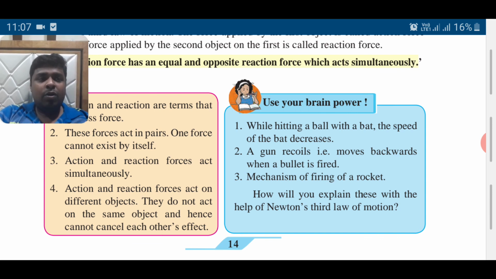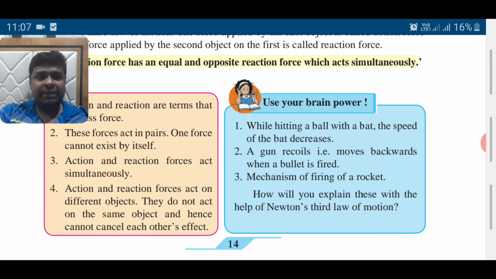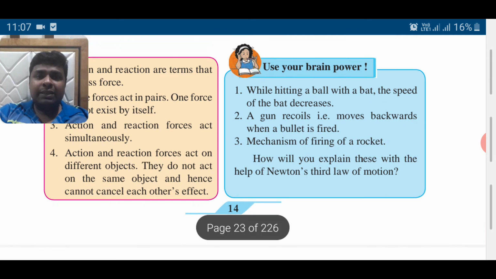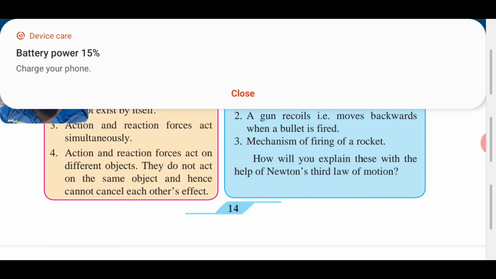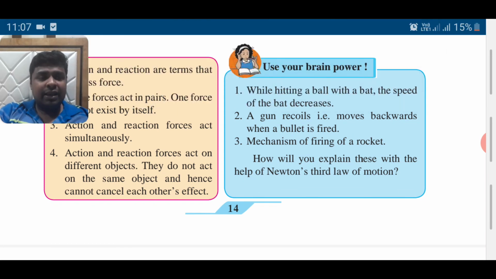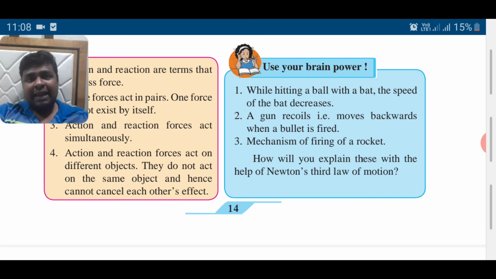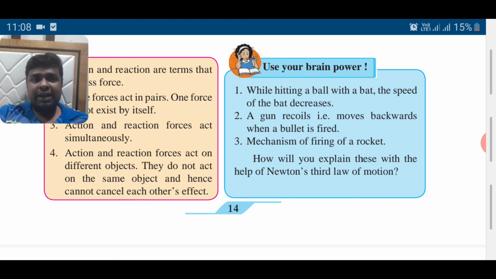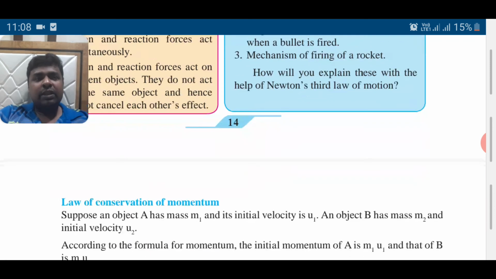While hitting a ball with a bat, the speed of the bat decreases. A gun recoils, that is it moves backward when a bullet is fired, and there is the mechanism of firing a rocket. All these things are related to Newton's third law. When you hit a ball, what will happen? There is action and there is reaction. Action is that the ball will go forward and the bat will go backward. When the gun recoils, the bullet goes forward, the gun goes backwards. Firing a rocket, the rocket goes upwards, the gases go downwards, like this.